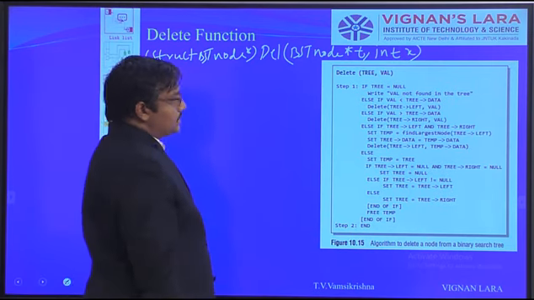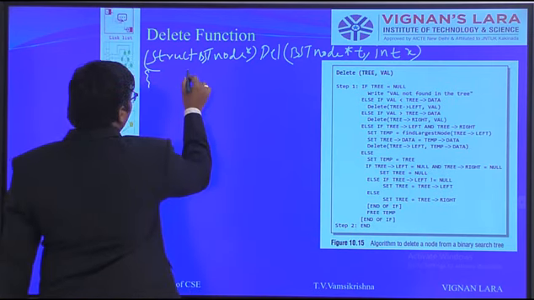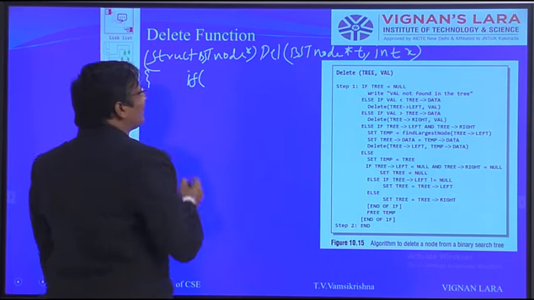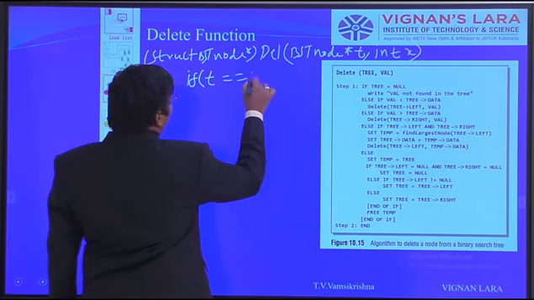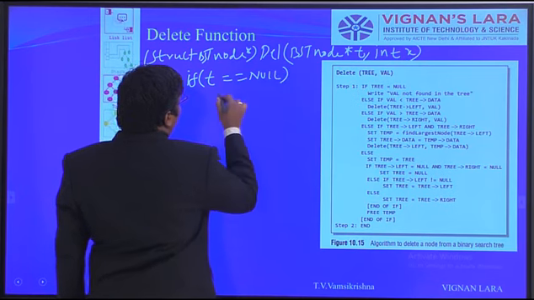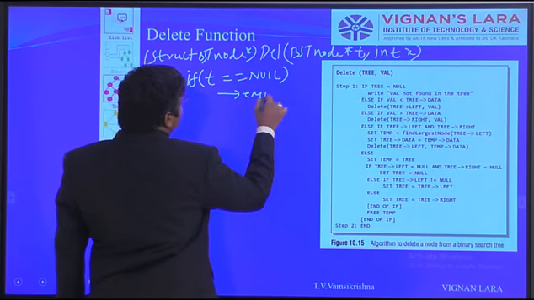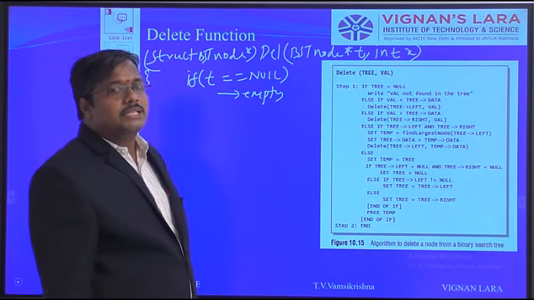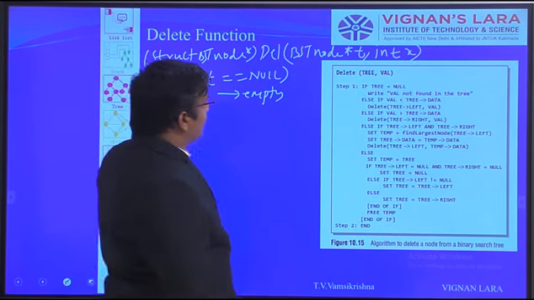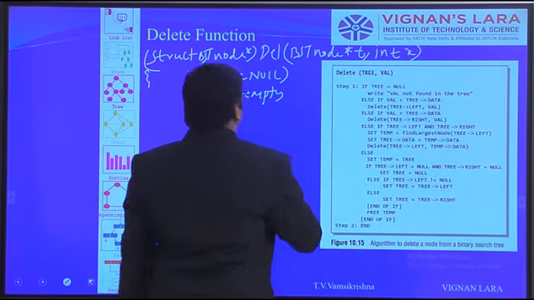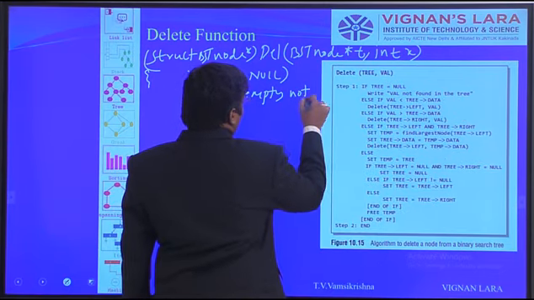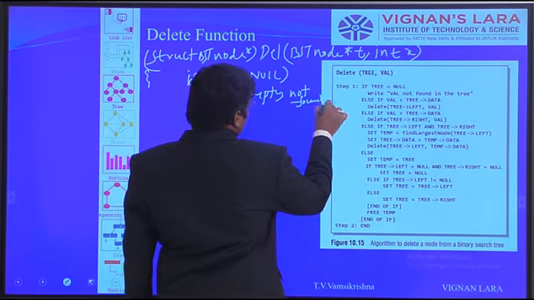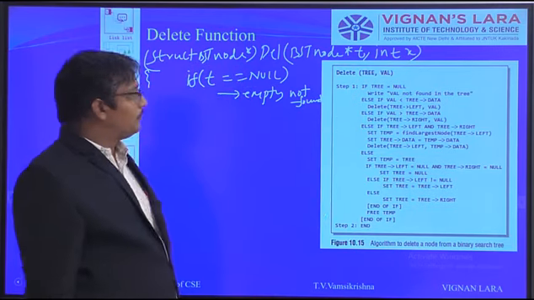So the first case is, if t double equal to null. So when t double equal to null, it is empty. So the tree is empty, which means we can't do anything. So here we can write the tree is empty, value not found. In that case, not found also.